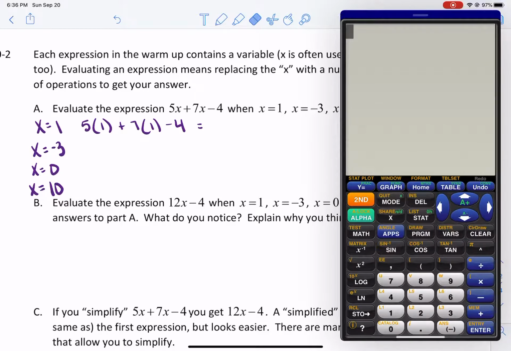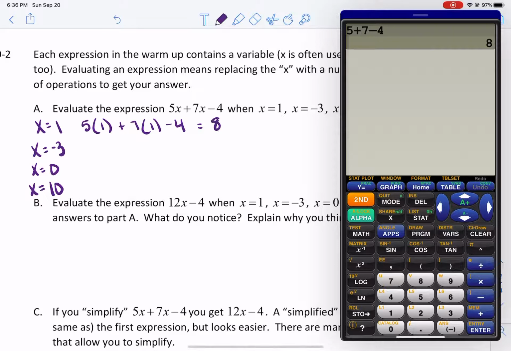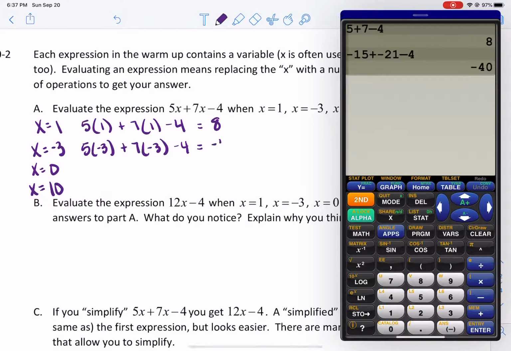We know 5 times 1 is 5, 7 times 1 is 7, and we're minusing 4, so that is equal to 8. Then we've got 5 times negative 3 plus 7 times negative 3 minus 4. Well, 5 times negative 3 is negative 15, plus 7 times negative 3 is negative 21, minus 4, so that gives us negative 40. Then we have 5 times 0, plus 7 times 0, minus 4. So that's just 0 and 0, minus 4, so that'd be minus 4.